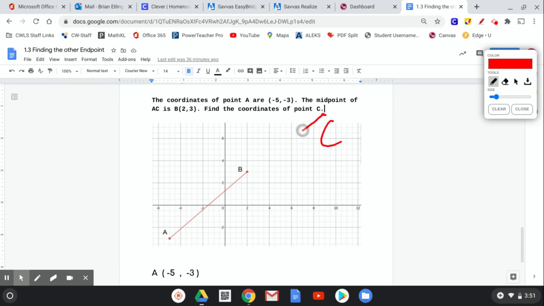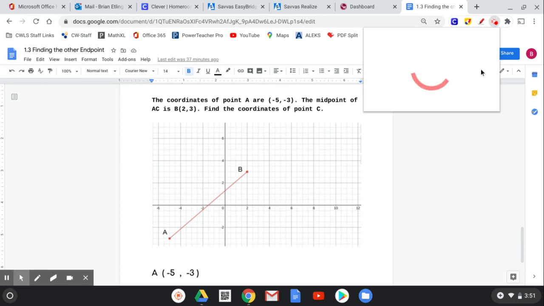That's going to be our coordinate for C, and if we connect it, it looks right. It's in the right position, okay? It's not somewhere over here. We're good to go. It's a straight line. So our coordinate for C again was 9, 9. So that's just a little shortcut that we have to solve for an endpoint, not the midpoint. All right, guys?